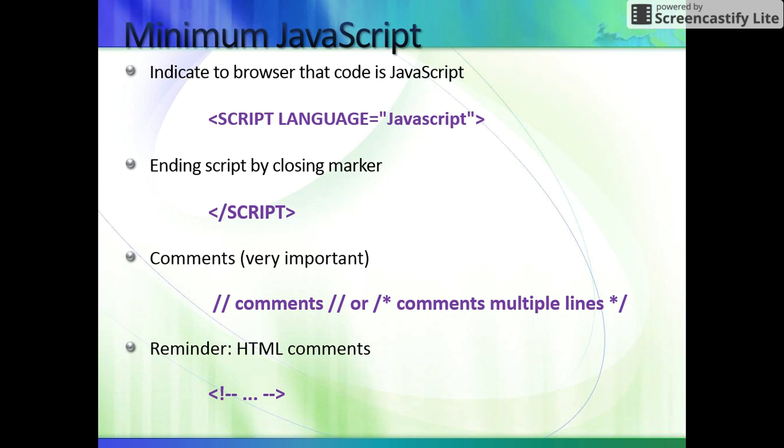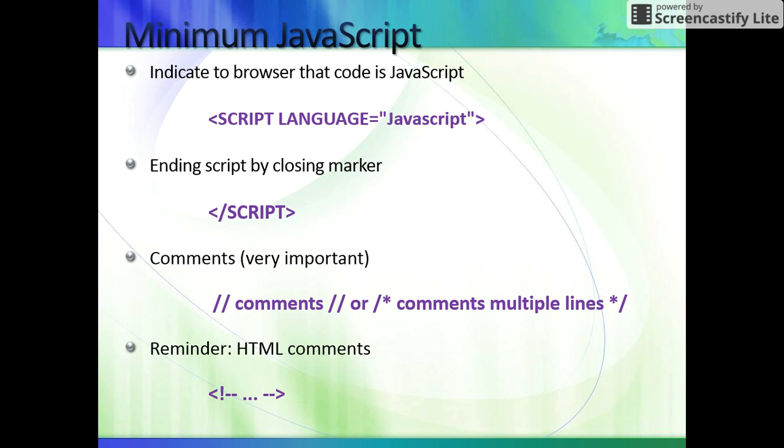Let's see here what a minimum JavaScript can be. Don't forget that we are in an HTML page, and in HTML we are using markers. A marker is written with the symbols lower than and greater than. A marker indicating that we are using JavaScript is script. One attribute that should be put is language equal JavaScript. Why? Because it is possible to write scripts in Visual Basic, and then it would be VB script. Ending the script necessitates adding a slash before the word script.